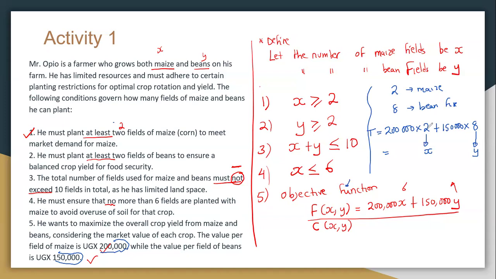So in case we replace where there is 2 with X, that's how we are getting the 200,000 X. Plus, when we represent the 8, we are getting the 150,000 Y. So this one is what gives you the total value. That is the function that decides how much you are going to earn from the fields you have planted. Hope now we're on the same page.